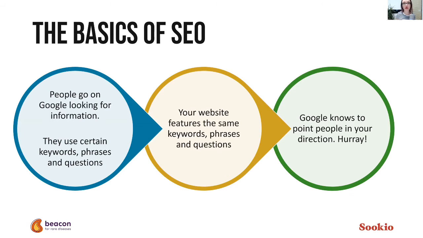So people are going on Google looking for information. They're going to be using certain keywords, phrases, and questions. They might be asking questions that are very similar all the time about the symptoms and the treatment and various things about what people can expect if they've got this particular condition. Carers might have a different set of questions about how they can look after someone. And so if your website features the same questions, phrases, keywords, then you're going to increase the chances that Google is going to point people in your direction.